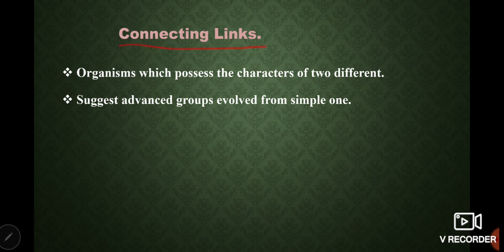They suggest that the advanced groups have evolved from simple ones. This connecting link actually tells us that the advanced groups which are present nowadays have evolved from simple ones only. Now let me give you some examples, and by these examples, I will make you understand what connecting links actually are.